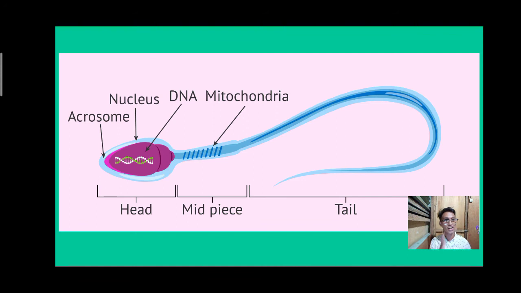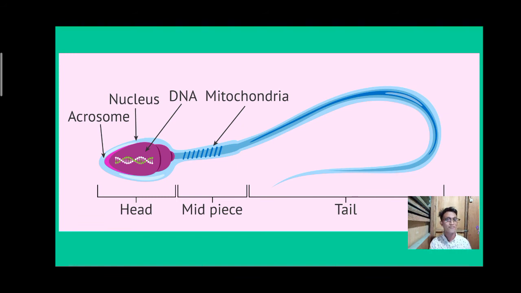Alright, so this is an example of an illustration of a sperm cell. You notice that there are three distinct regions or parts that you can see in our illustration here, and these are the head, the midpiece, and the tail. Now let's discuss each of the regions.